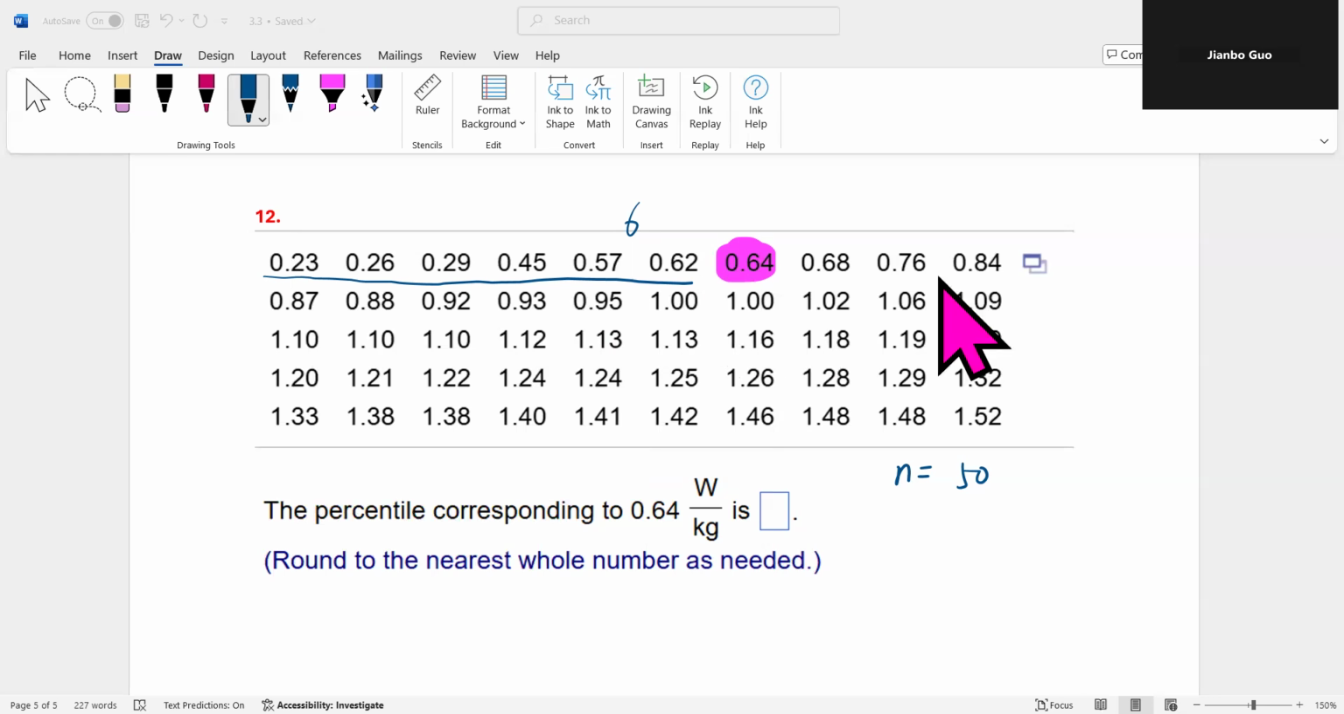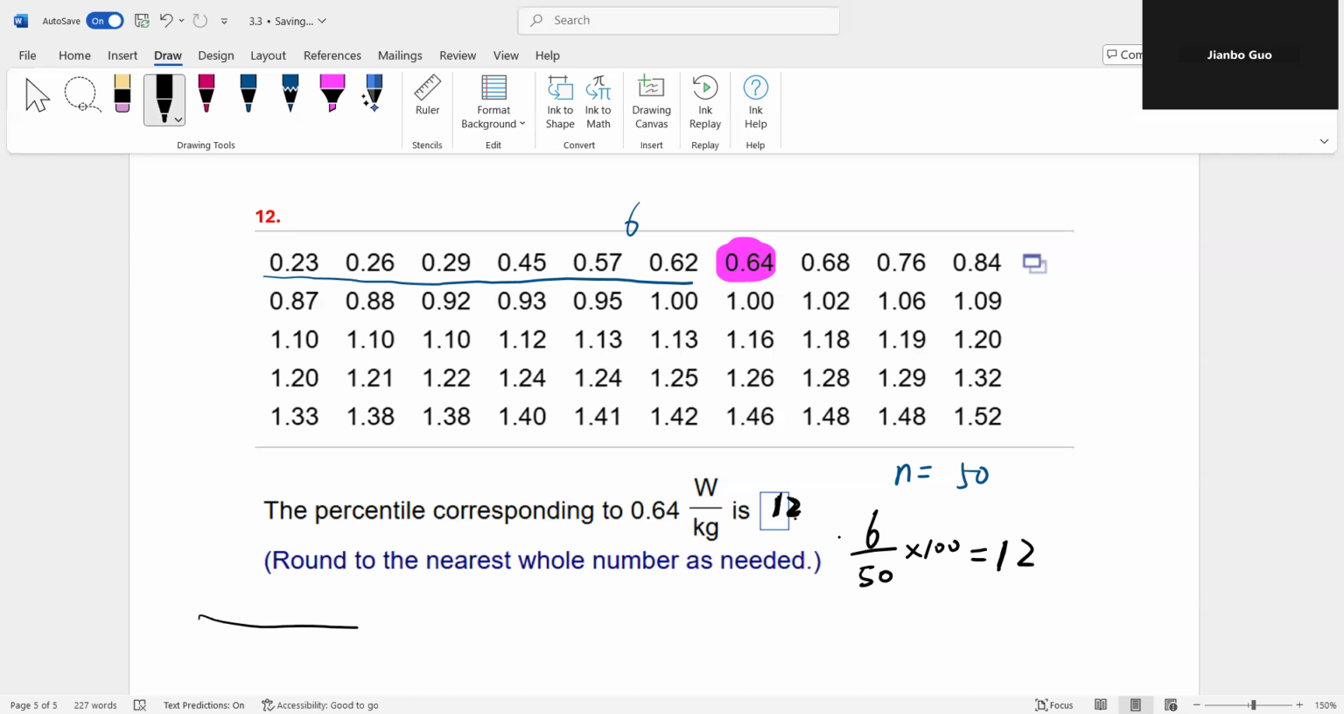And then we are going to divide the number of values that are smaller than our data item by the sample size. So we use 6 divided by 50 and then multiply by 100. Okay, then we got 12. So the percentile corresponding to 0.64 is 12. The 12th percentile.